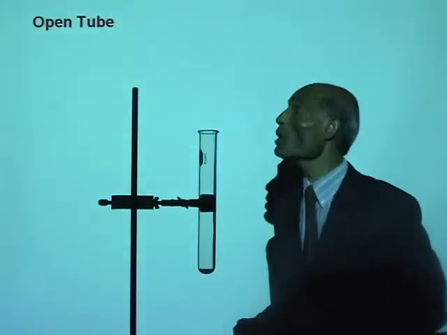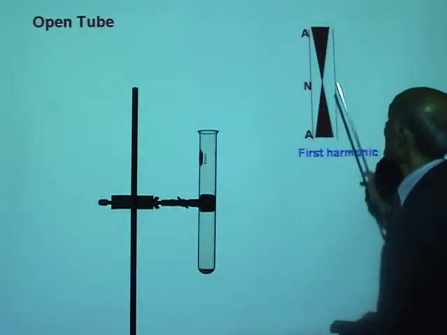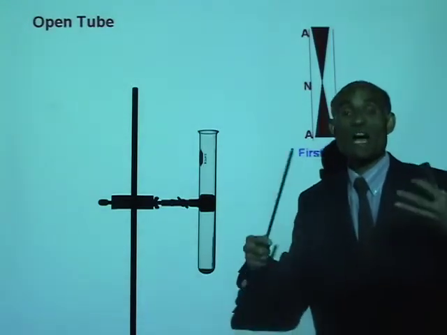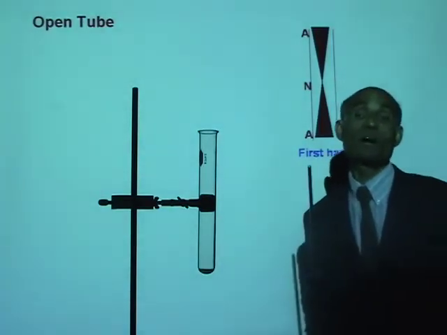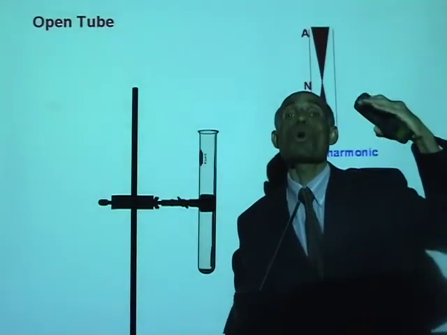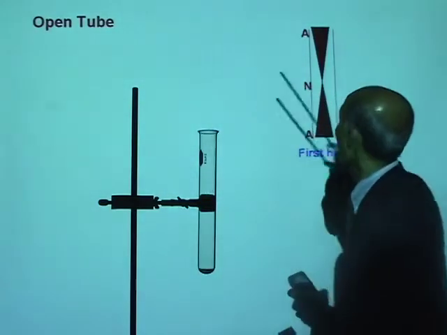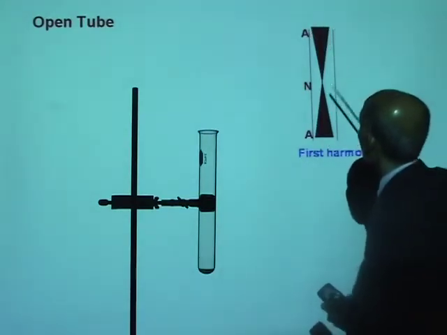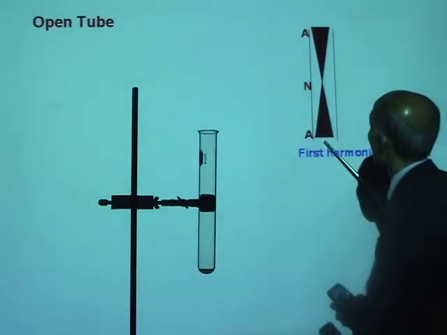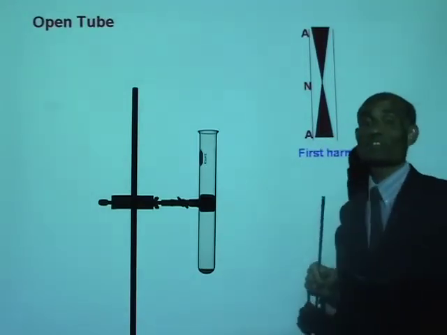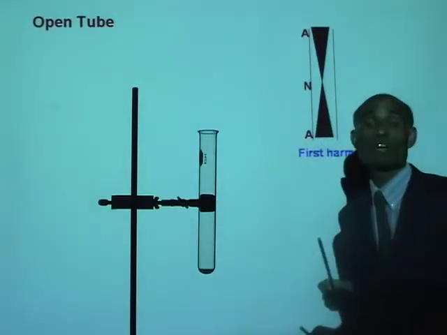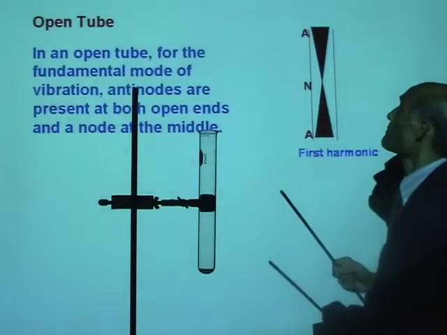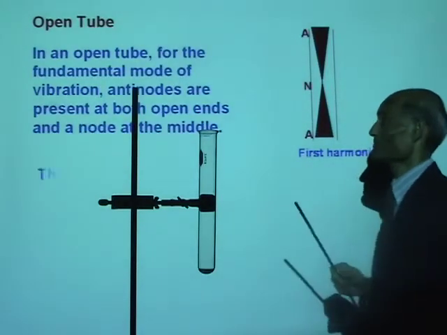Let's now talk about open tube. Well, in an open tube, when the air inside an open tube vibrates, remember, at the open end, you will always have an antinode. So, because both ends are open, you have an antinode at the top, an antinode at the bottom. At both open ends you have an antinode, and you have to have a node in the middle then. So this is the fundamental mode of vibration of an open tube.